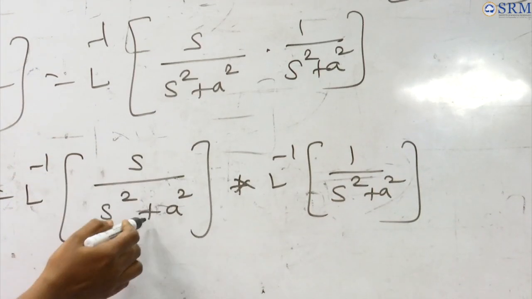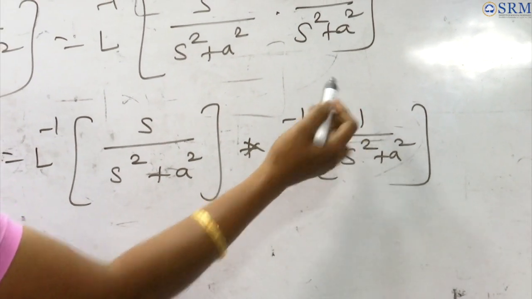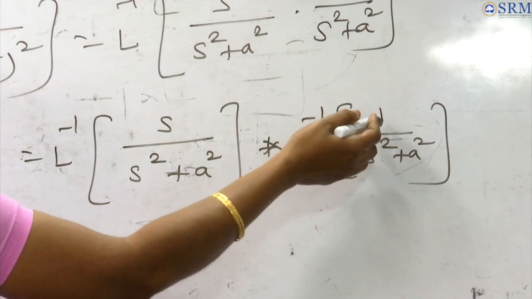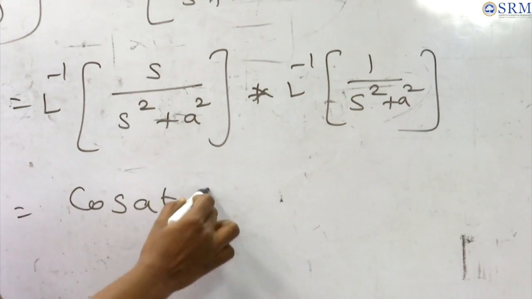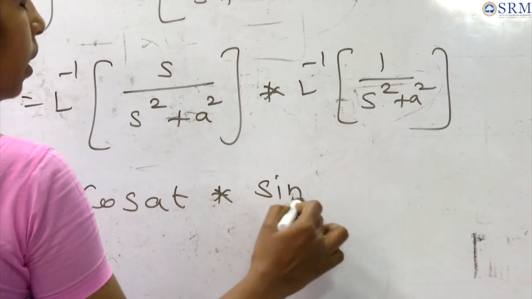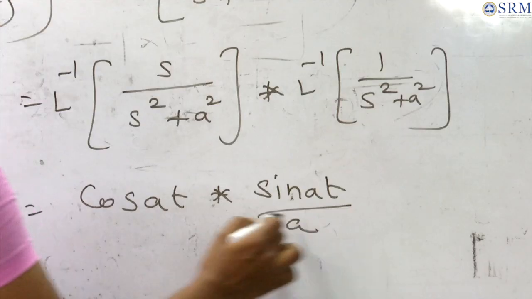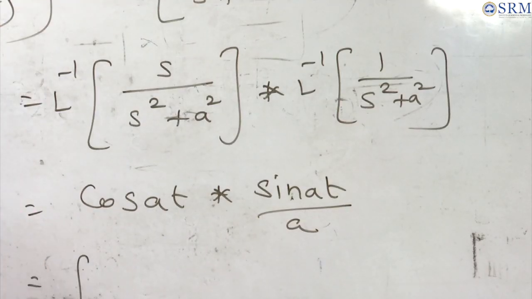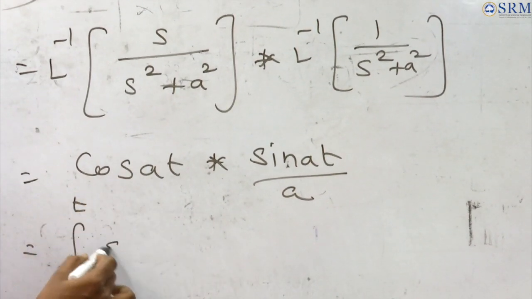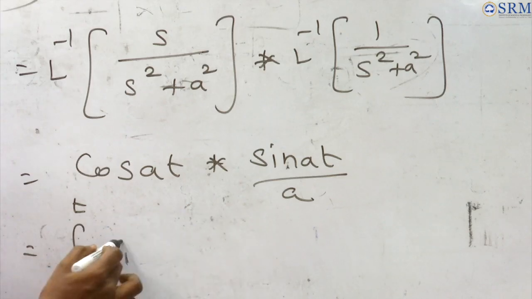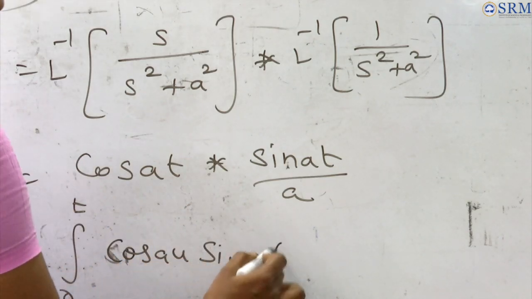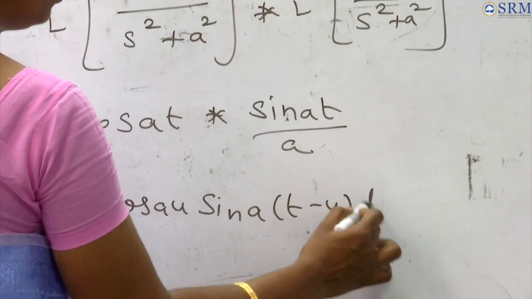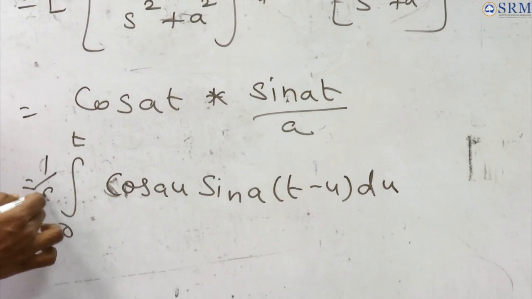This is a cos formula. Next one is a sine, but the sine numerator is s, so multiply by a and divide by a. So this one is replaced by cos at star of sin at by a. So integral of 0 to t, this t is replaced by sin au cos a into t minus u into du, with the 1 by a taken out here.